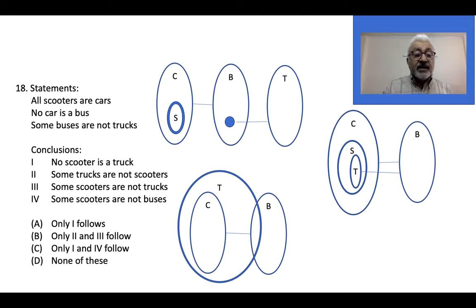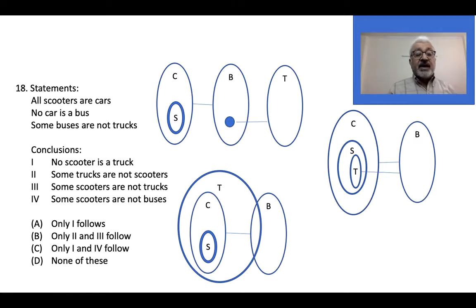All right. And in this case, can we confirm that some scooters are not trucks? Oh, I've got the scooters. Scooters are here. So can I confirm that some scooters are not trucks here? Here it is true. Some scooters are not trucks. But here, all the scooters have gone inside the truck. Therefore, this is not possible here. Hence, the third is also not true.